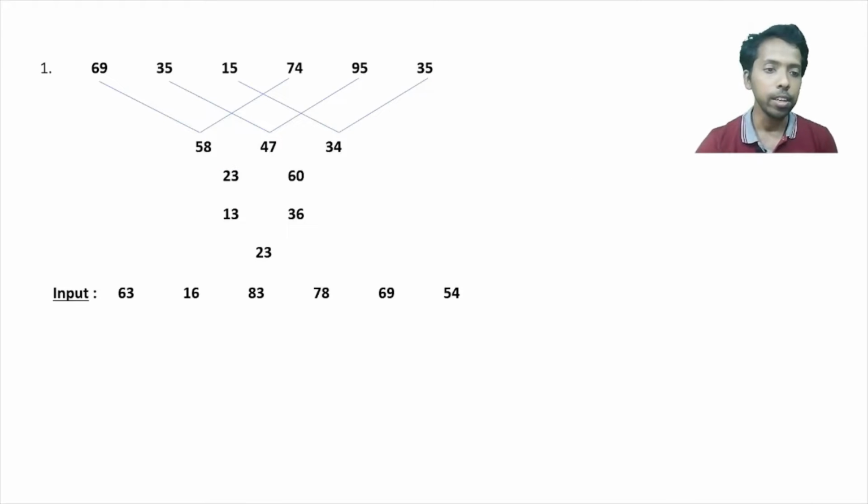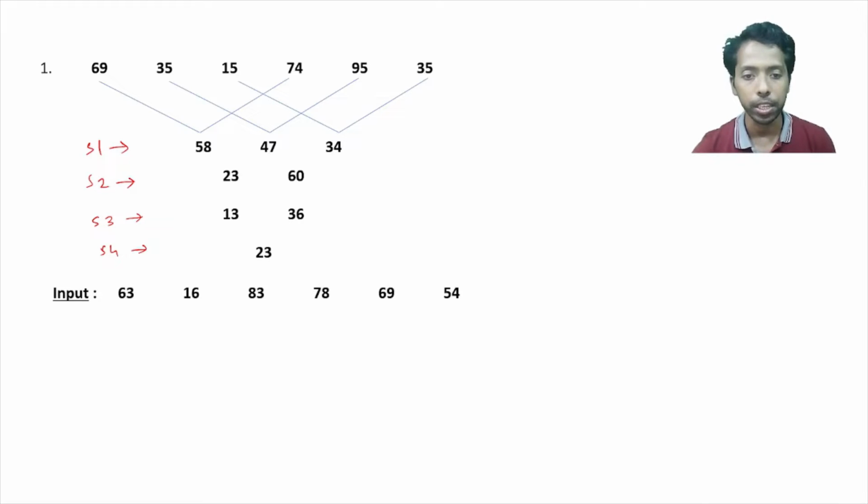First one: 69, 35, 15, 74, 95, 35, and here you can see this is step 1. Even if it's not mentioned, you can simply remember that this is step 1, this is step 2, this is step 3, and this is step 4. If there are further steps, you can name them like that. Now 69, 74, from this 58, 35, 95, 47, 15, 35, 34, right?